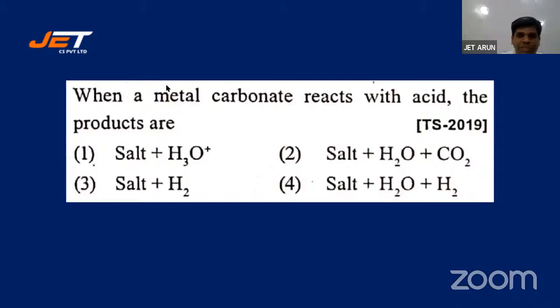When a metal carbonate reacts with acid, the products are. A metal carbonate is being reacted with acid, what are the products formed?